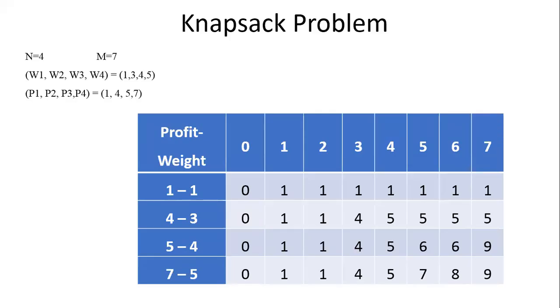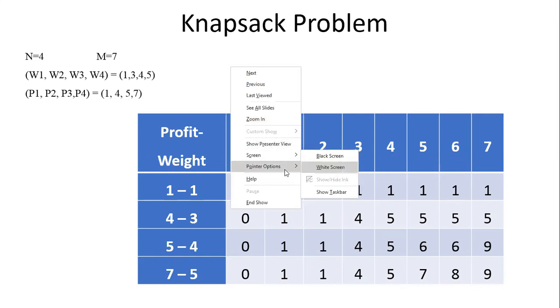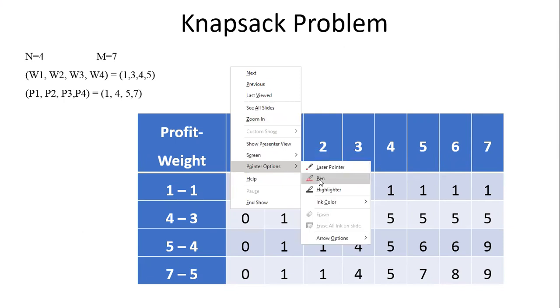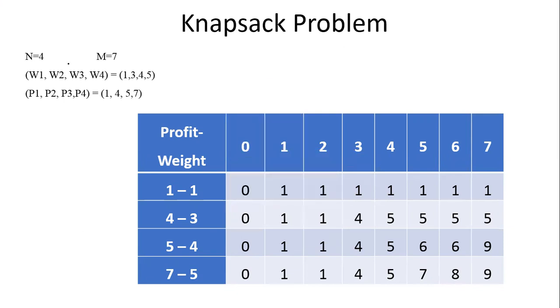So this is the example. Here n is equal to 4, m is equal to 7. That means the capacity of the bag is 7. Number of items are 4. These are the corresponding weights and these are the profits.